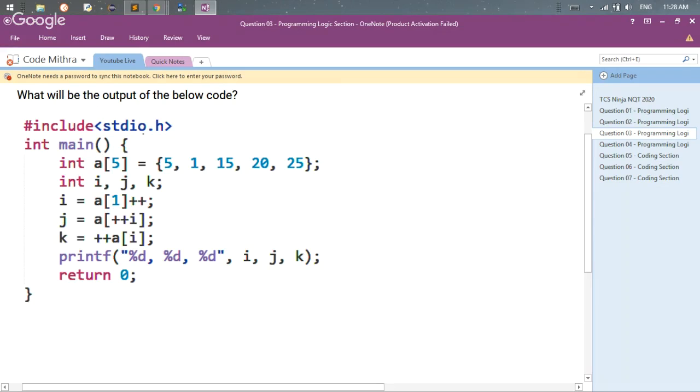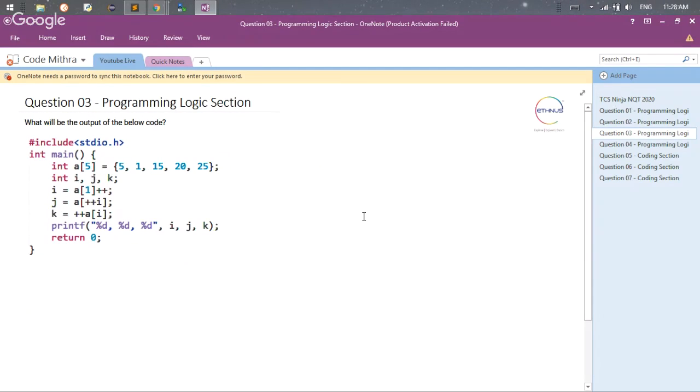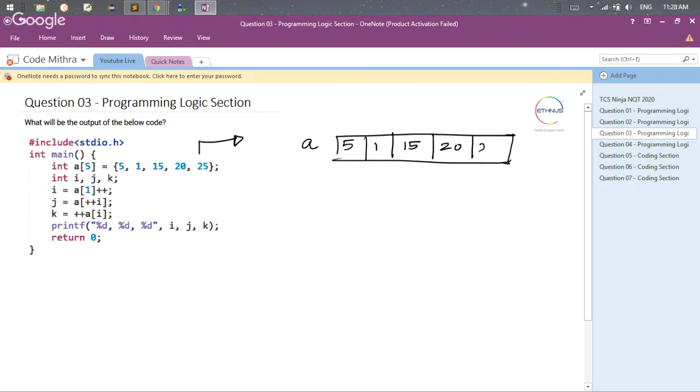Okay, so let's understand this question's output. So here what they are asking us to do is, first thing that you need to understand, guys, is how array works. So A will have 5 different values: 5, 1, 15, 20 and 25. Okay, these are the values present in A. Now for those of you who are new to C, array index starts from 0. Okay, array index starts from 0.